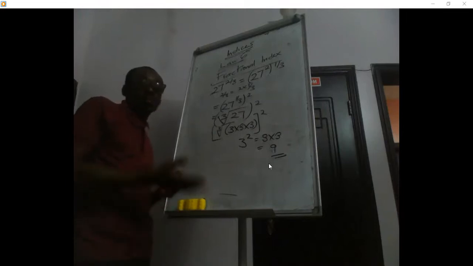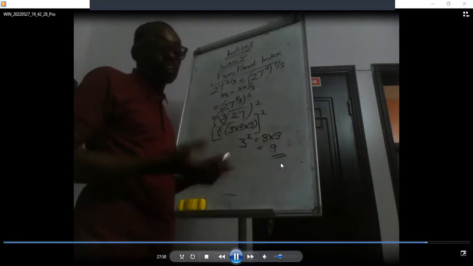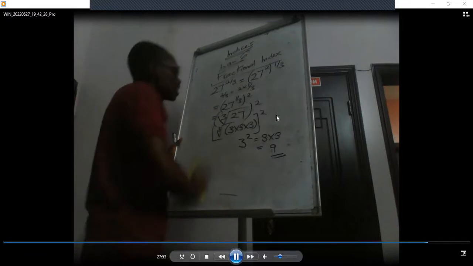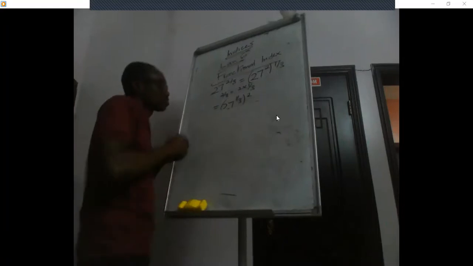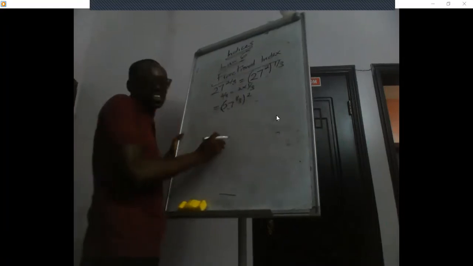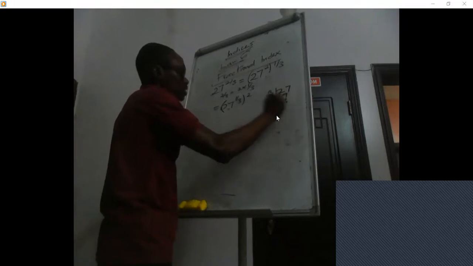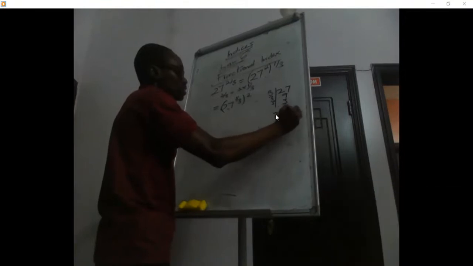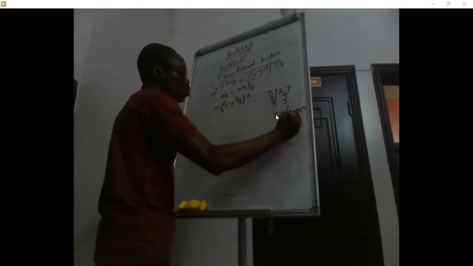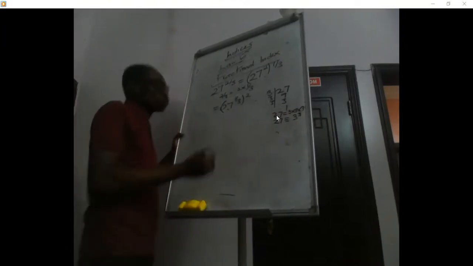Okay? Now, there are many ways of solving this. There are a lot of ways. So if you discover any quicker method, you can actually apply it. So even though I did this, I didn't need to even do all this. At this point, where we have 27 raised to power 1 over 3, 27 divided by 3 is 9, 9 divided by 3 is 3, 3 divided by 3 is 1. So 27 is the same thing as 3 times 3 times 3, which is equal to 3 raised to power 3.